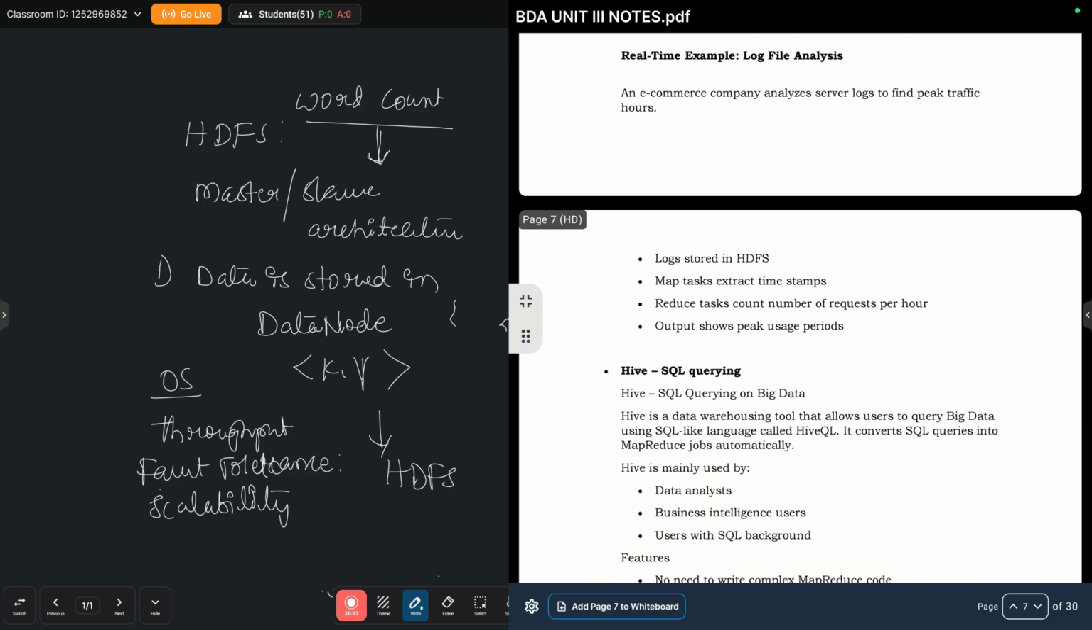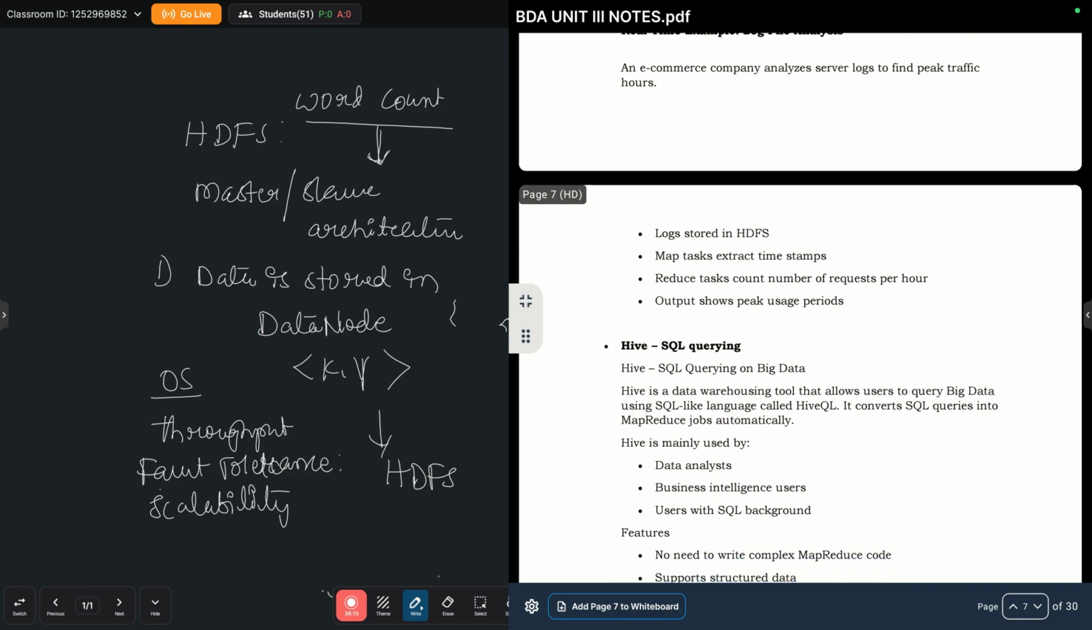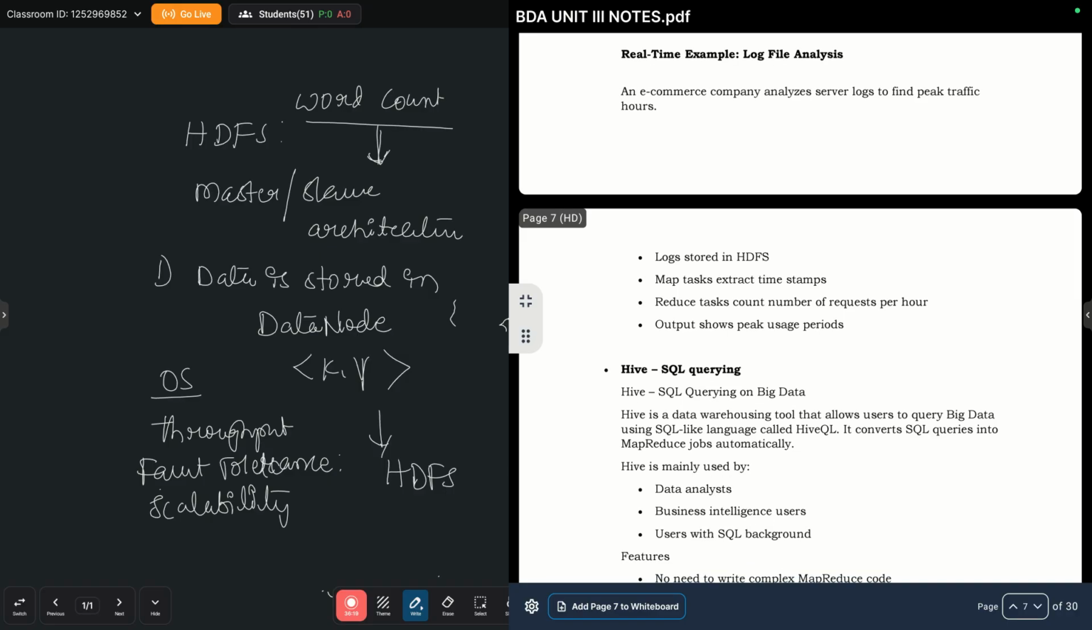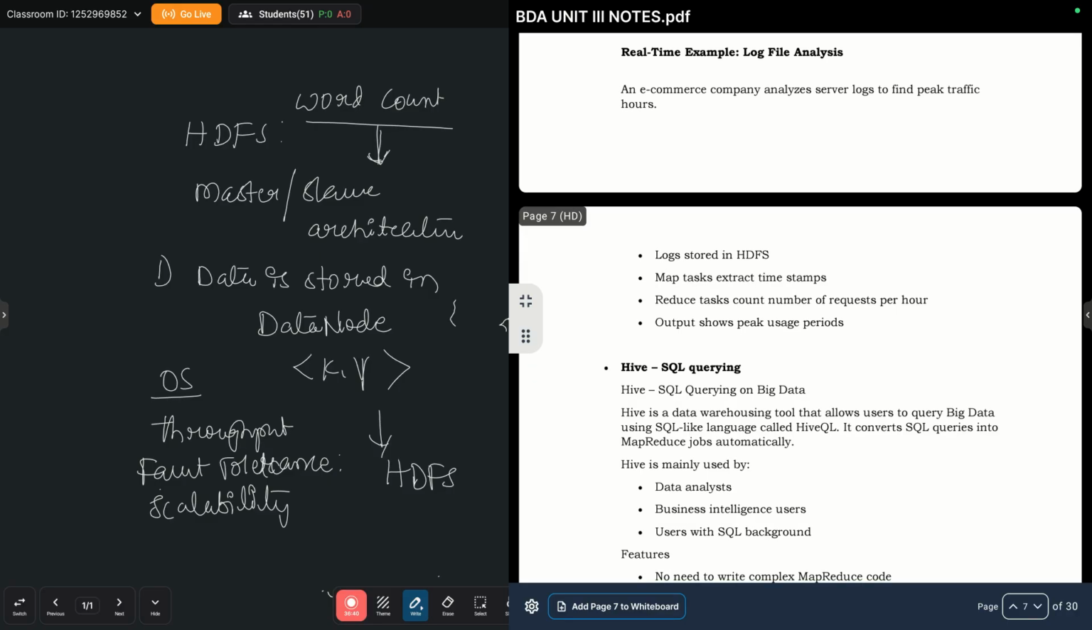Next, coming to log file analysis. This is a real time example for the word count problem. For example, we have an e-commerce company. That company analyzes server logs to find peak traffic hours. They want to analyze when the server is busy, when the load on the server is high.